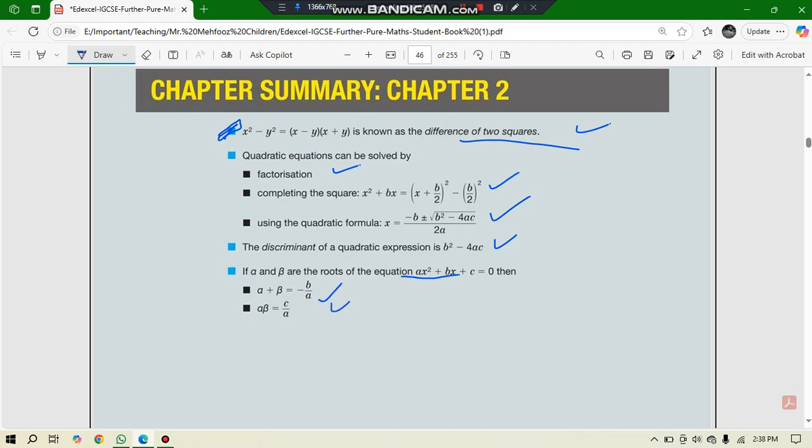These are some important points included in your summary of this chapter 2, and now chapter 2 is completed. That's enough for today. In the next one we start chapter 3. Okay.